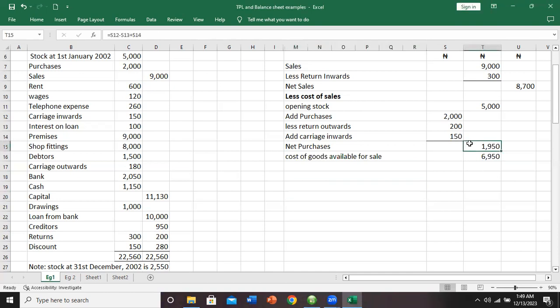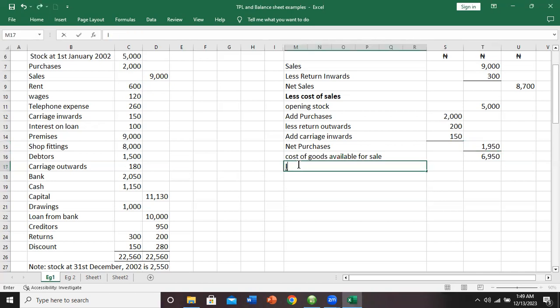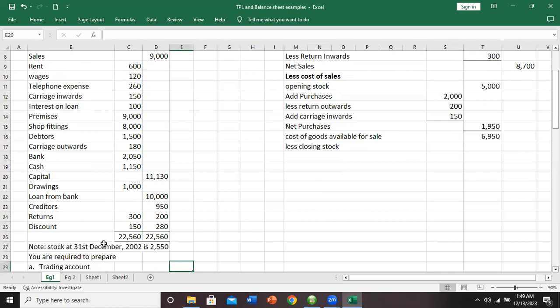So you add your net purchases to the opening stock and you get your cost of goods available. When you get the cost of goods available, you know what to do next. You less the closing stock. So our closing stock, let's go through the question and pick it. Normally it's at the end of the question, or you see some 31st date assigned to it. So that's 2,550. When you less that, you get the cost of goods sold.